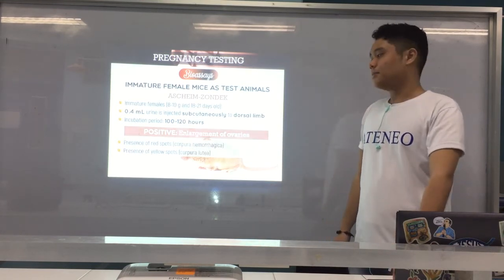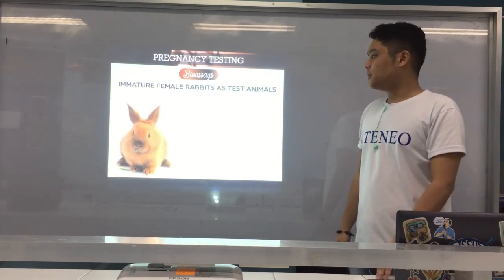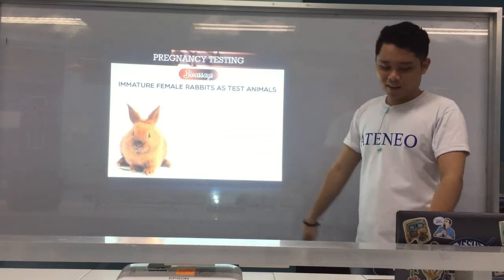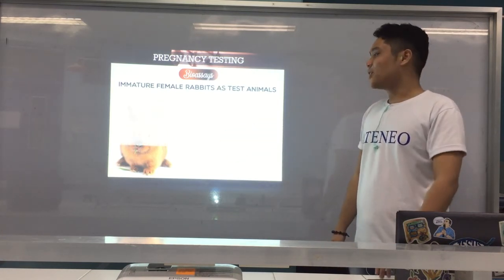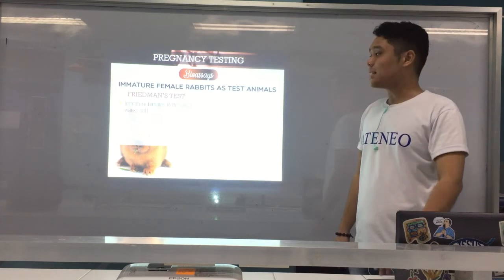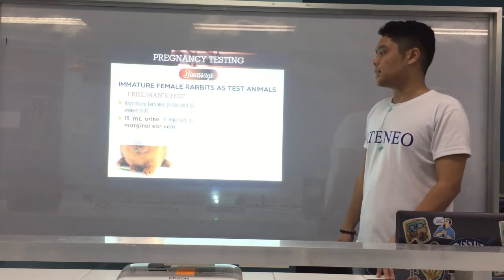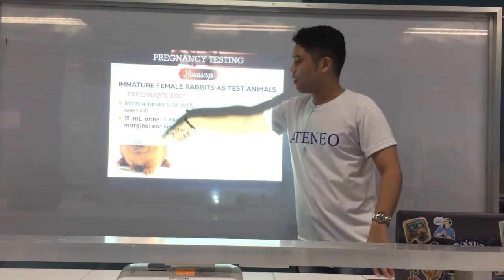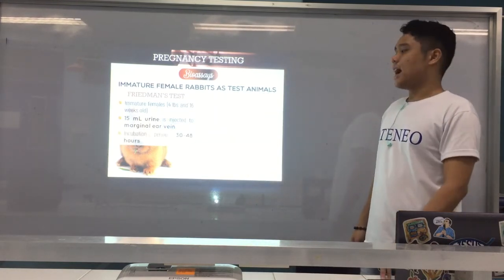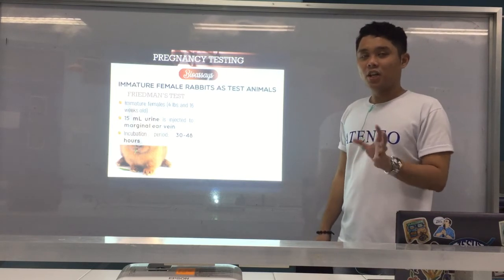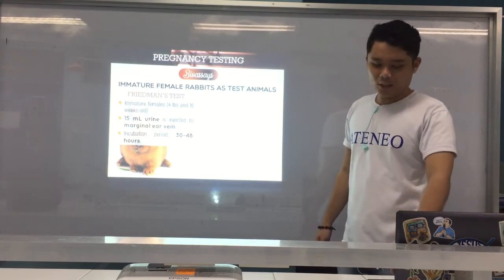Next, immature female rabbit. So cute. We have two types of tests. You have Friedman's test, where immature females are used. 15 ml of urine is injected to the marginal ear vein. So the injection is in the ears. The incubation period is 30 to 48 hours, so medyo short, about 2 days.